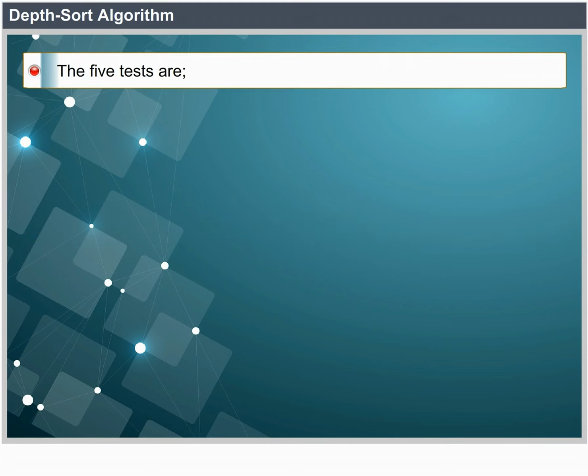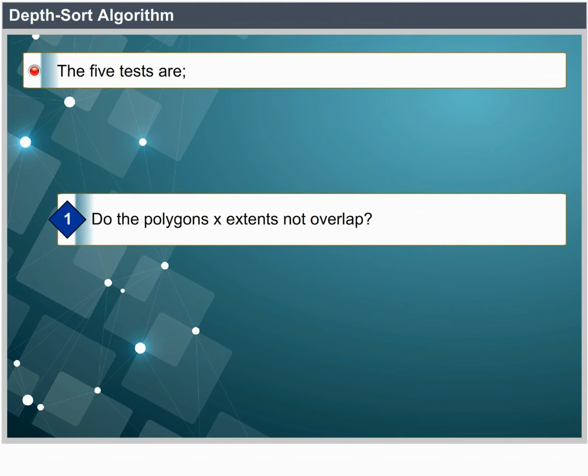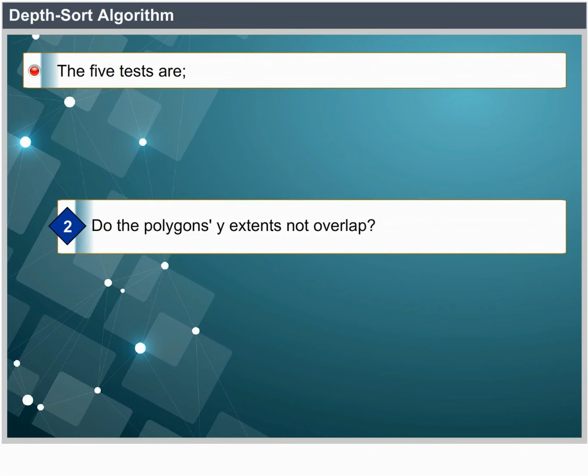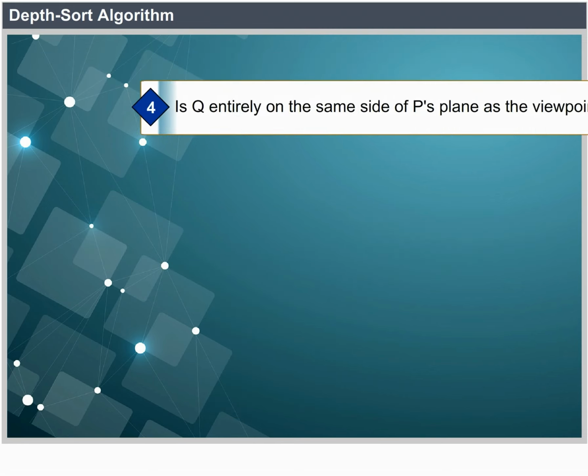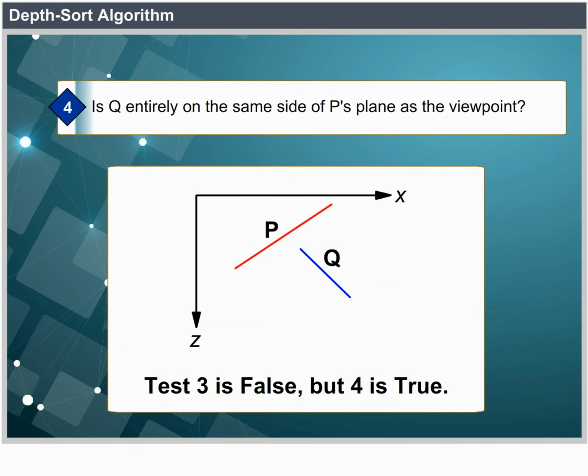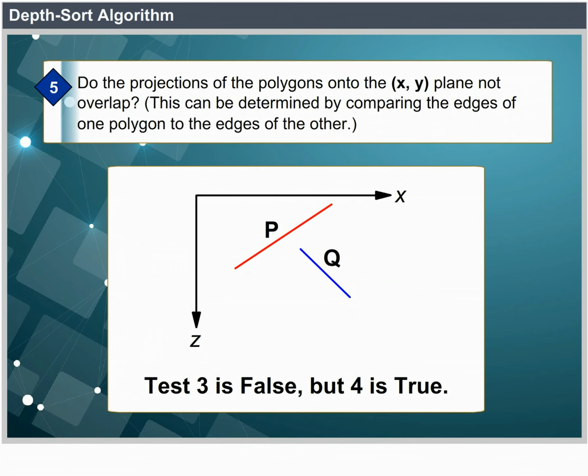The 5 tests are: Do the polygons' X extents not overlap? Do the polygons' Y extents not overlap? Is P entirely on the opposite side of Q's plane from the viewpoint? Is Q entirely on the same side of P's plane as the viewpoint? Do the projections of the polygons onto the xy plane not overlap? This can be determined by comparing the edges of one polygon to the edges of the other.